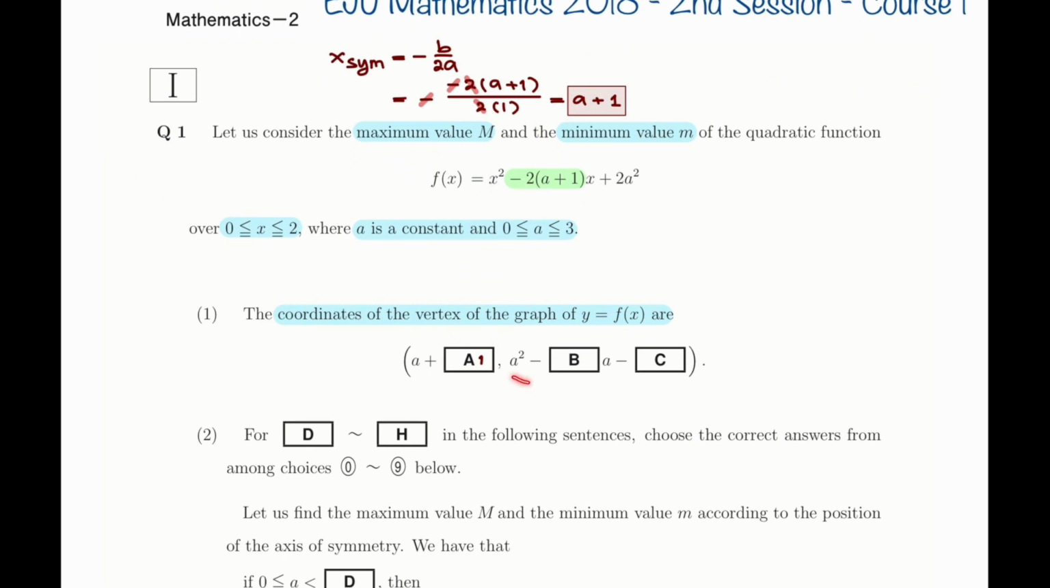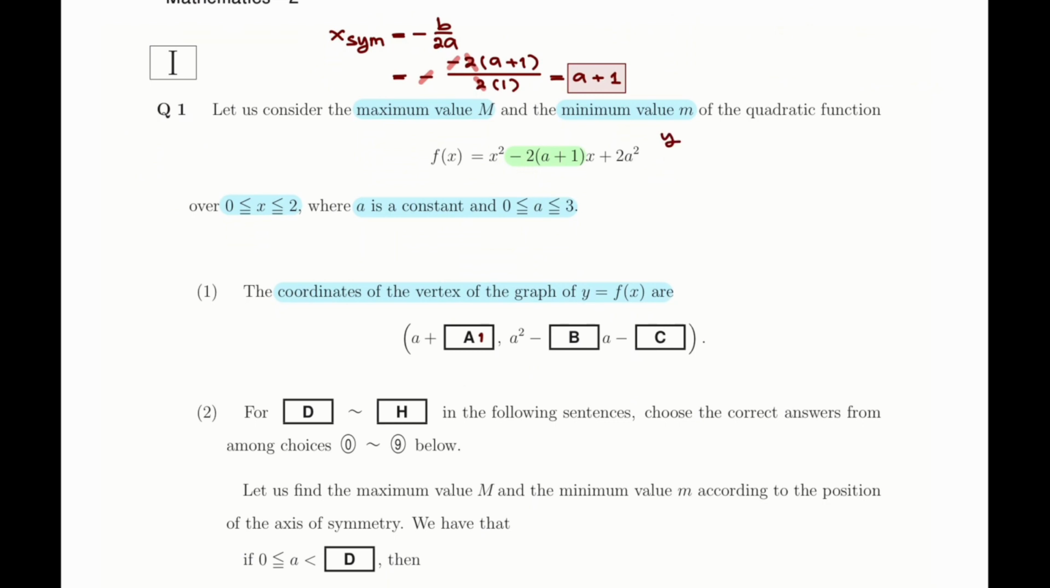So, to find the y coordinate of the vertex, I just substitute our x coordinate of the vertex into the quadratic function. Then, our y coordinate of the vertex is equal to, I will substitute x as a plus 1, squared, minus 2 times (a plus 1) times x, which is (a plus 1), and then plus 2a squared. If you expand this expression, I'm pretty sure you will get the y coordinate of the vertex.